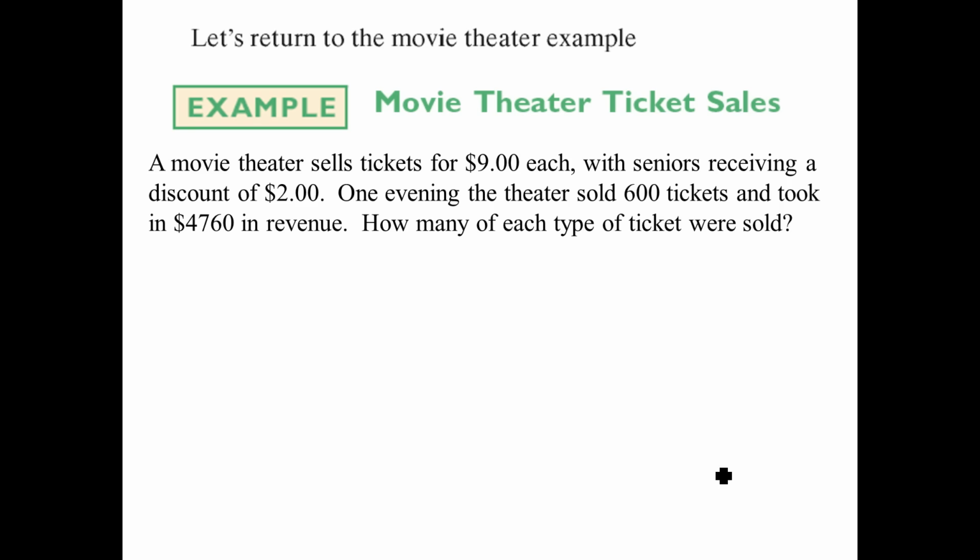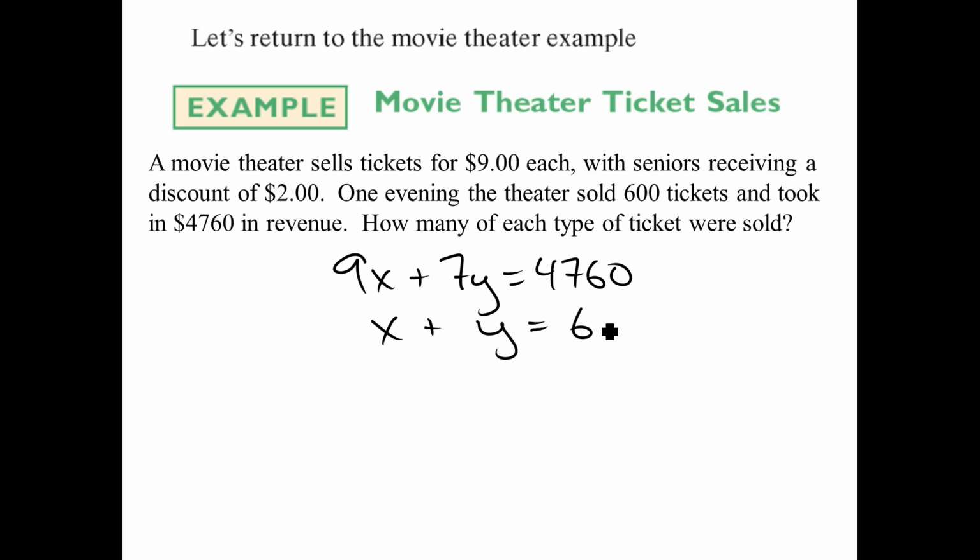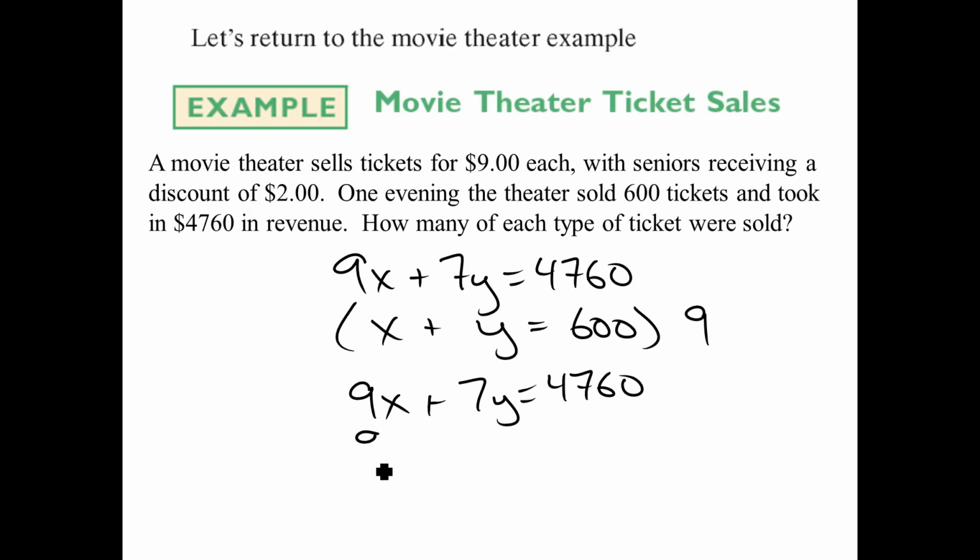Alright, lastly here, let's see if we can set up our movie theater example here and solve it using either substitution or elimination. So we had 9x plus 7y equals 4760. And we had x plus y equals 600. Let's go ahead and multiply this second equation by 9, so our x's match up. 9x plus 7y equals 4760 is the first equation. 9x plus 9y equals 5400 is the second equation.